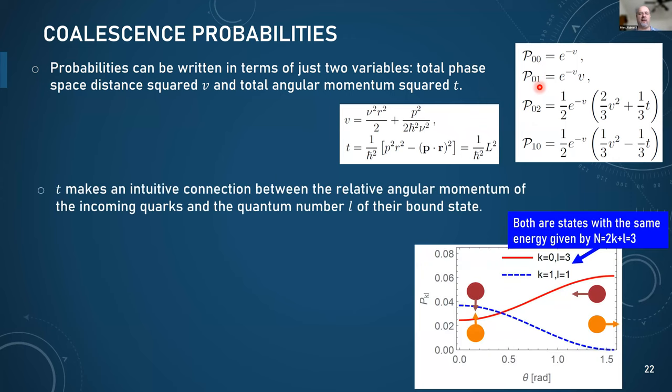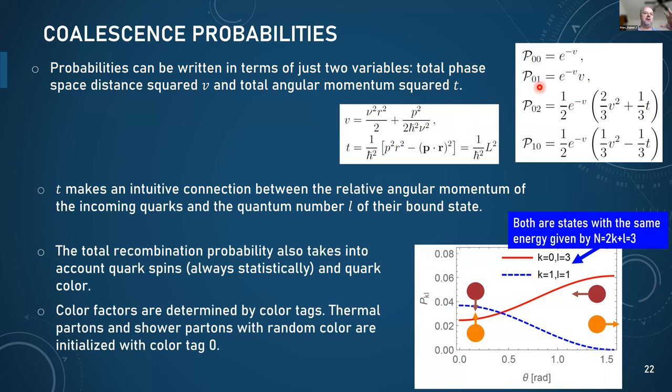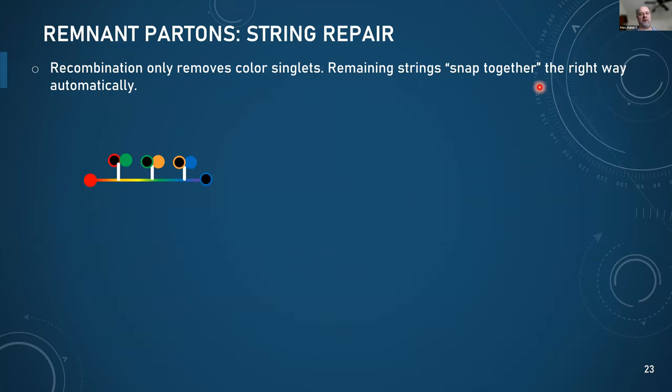There's very beautiful physics that comes out of this, in terms of when a quark and an antiquark prefer a radially excited state versus an angular momentum excited state and so on. Let me just quickly talk about what this does to strings, because this might be interesting.